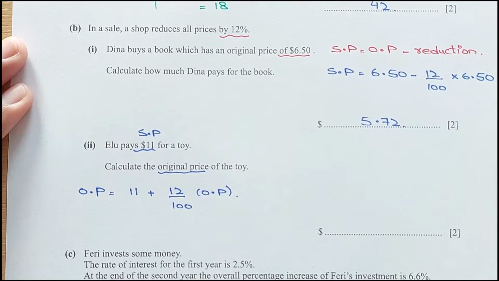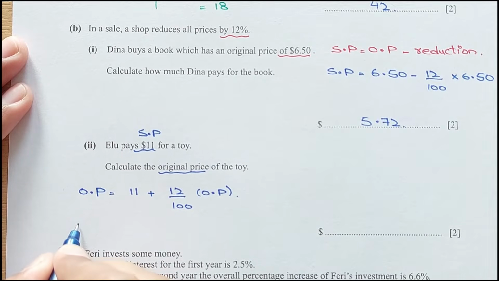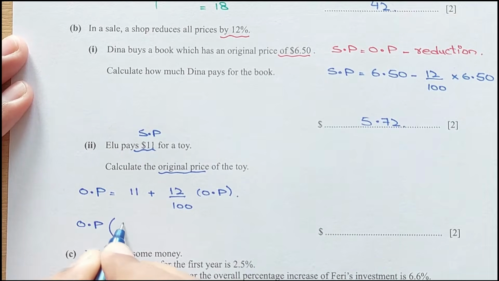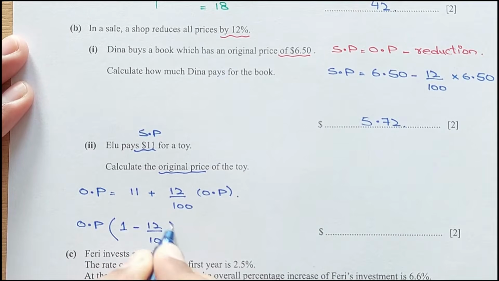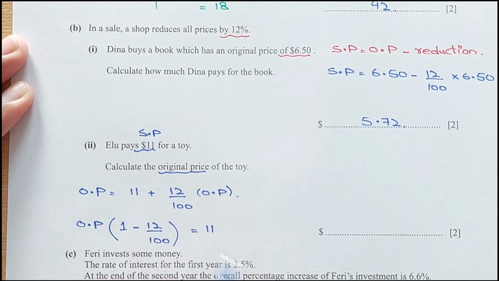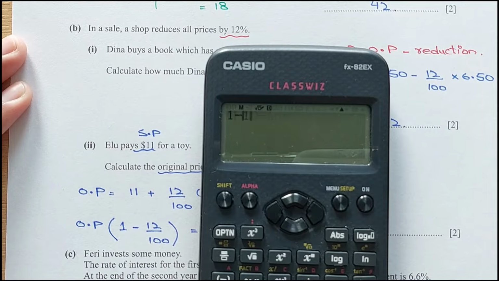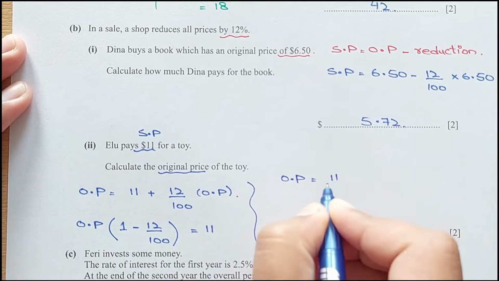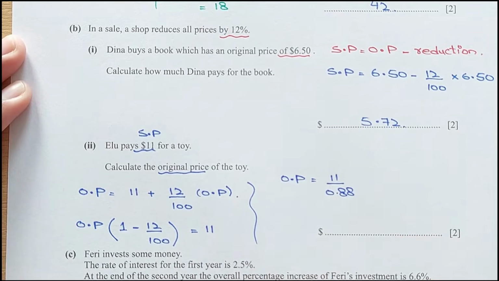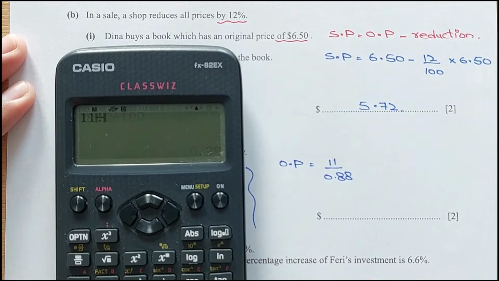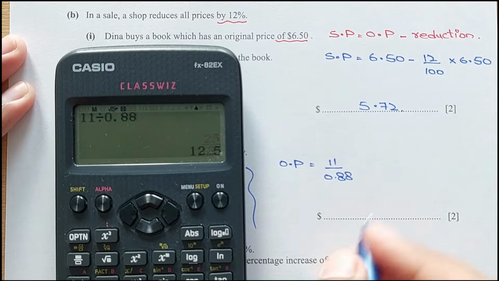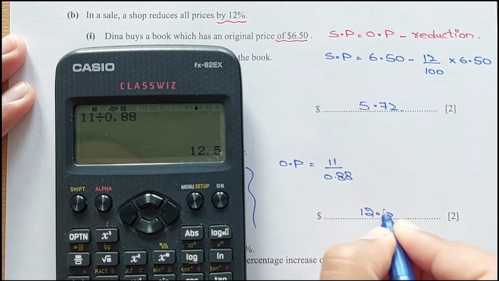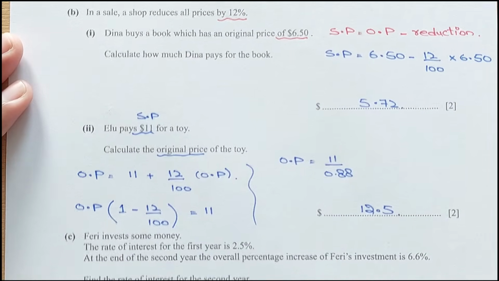So now let me calculate the original price. Taking the original price common, we have 1 here and shifting this term over here, minus 12 over 100, and this equals 11. So dividing by 11, 1 subtract 12 divided by 100, this answer is 0.88. Right. So the original price is 11 divided by 0.88, that equals $12.50. This is the original price of the toy, right?